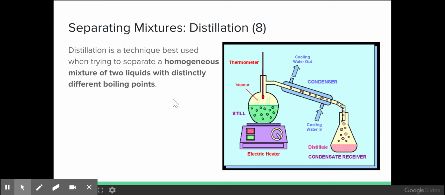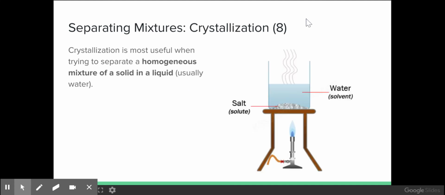Distillation is best used when you have two liquids that are mixed as a homogeneous mixture, but they have very different boiling points. The third technique is crystallization. Crystallization is most useful when trying to separate a homogeneous mixture of a solid in a liquid, and usually that liquid is water. This technique is typically used when you have a salt, whether it's NaCl or another type of salt, that is mixed in a homogeneous mixture with water.